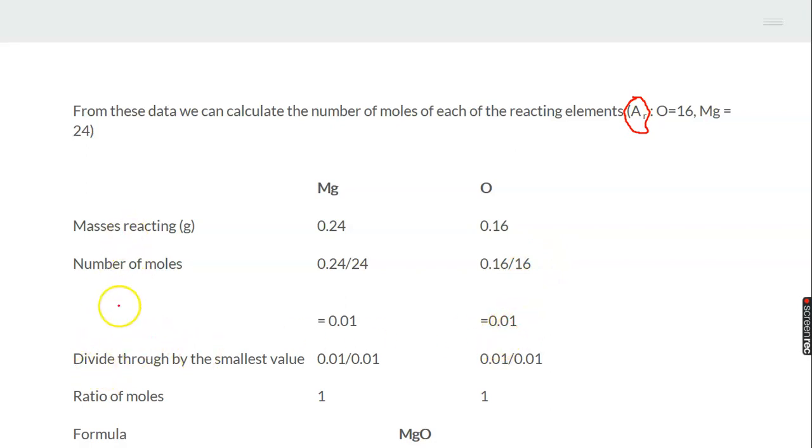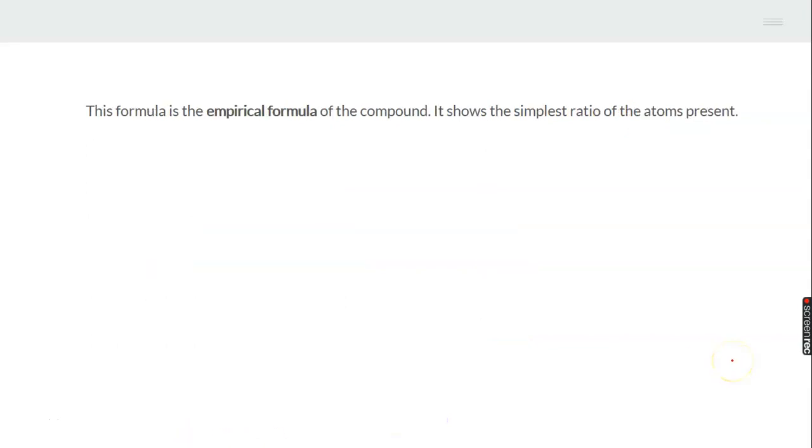So the next step after these two steps is that you divide through by the smallest value. As you can see here, both of them are equivalent to each other. So 0.01, 0.01. So you are free to divide through by any of them. So that one will give you 1. This one will give you 1. So the formula for this compound that you didn't know initially will now boil down to 1 mole of magnesium and 1 mole of oxygen. So you can now write it this way. This is your formula. Okay, so moving to the next slide now.